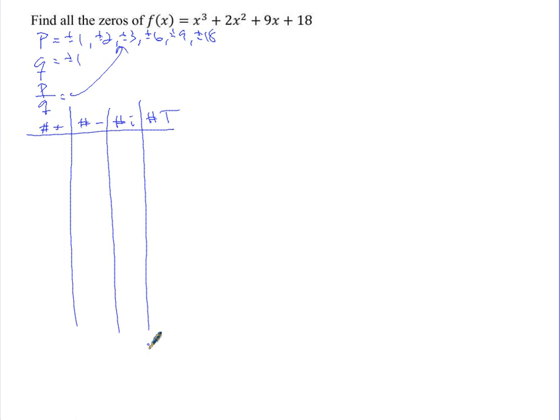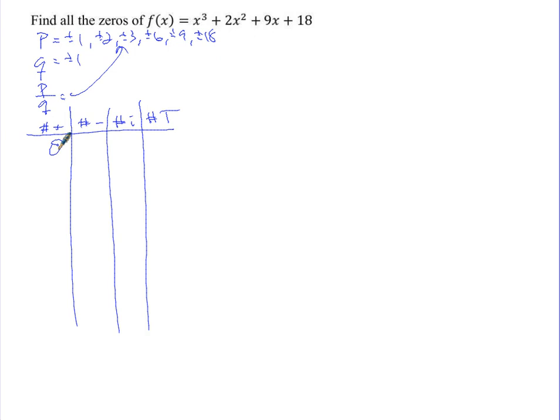How do we find the number of possible positive real roots? Sign changes in the original polynomial. There are no sign changes in the original polynomial. So how many possible positive real roots do we have? 0.